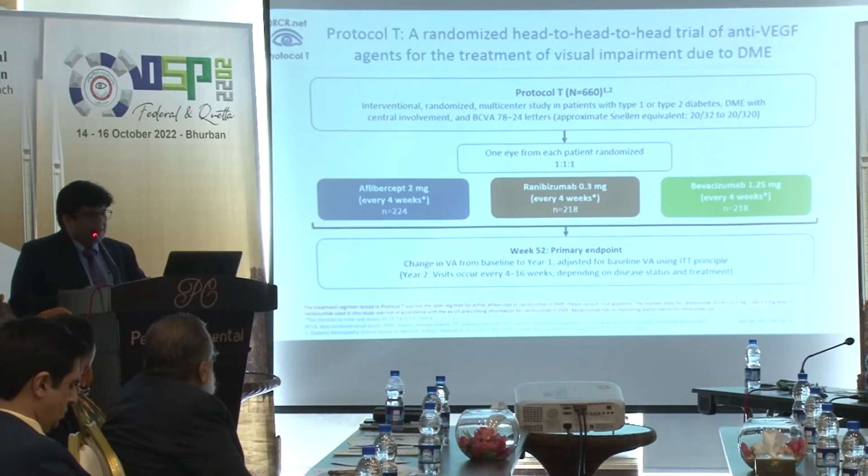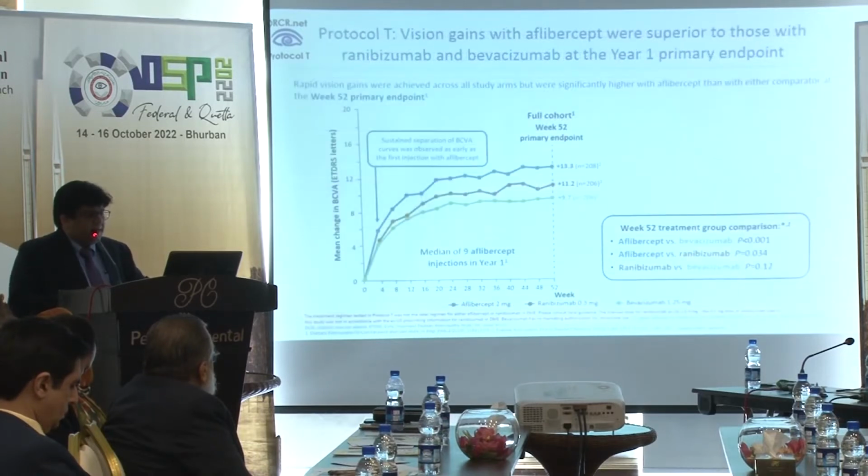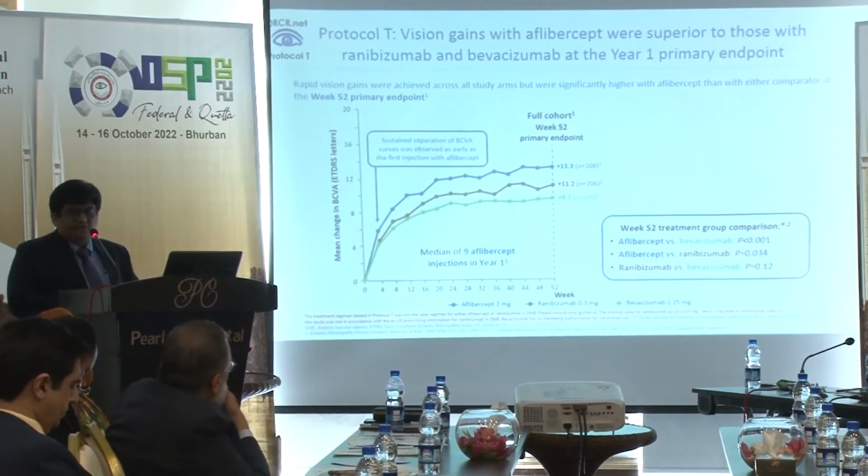So what did they actually find? They saw that vision gains with Aflibercept were superior to those with ranibizumab and bevacizumab at the year 1 primary endpoint. They gave a median of 9 injections in 1 year. How did they go about it? They injected Aflibercept every 4 weeks for 6 months, and then the remaining 3 injections every 2 months, and then they checked the visual acuity and outcomes of the patient.